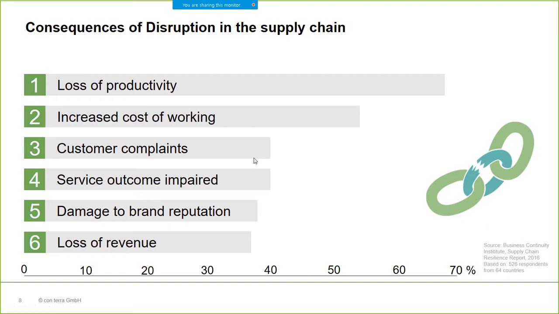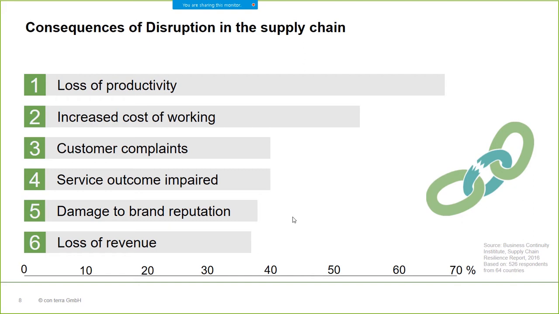Mostly interesting is that also customer complaints are a very big issue from a supply chain perspective, and also the damage to the brand reputation that is done by such a disruption of my supply chain, even more than the loss of revenue. So we've got a lot of consequences that we get if we have a disruption of the supply chain.